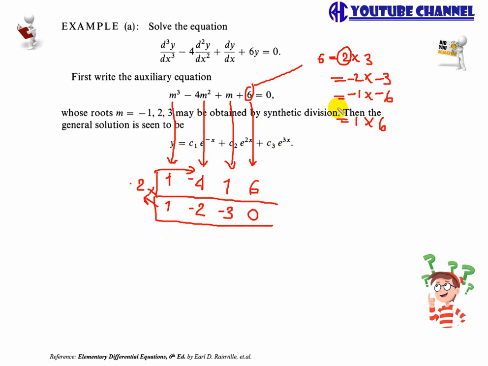So let's assume 3 next, since we already got the possibility. Let's say 3. Okay, bring down the 1. 1 times 3 minus 2, that is 1. 1 times 3 minus 3, that is 0. So that is correct. So we now have two roots, 2 and 3. But our equation is third degree, which means we will get three roots.